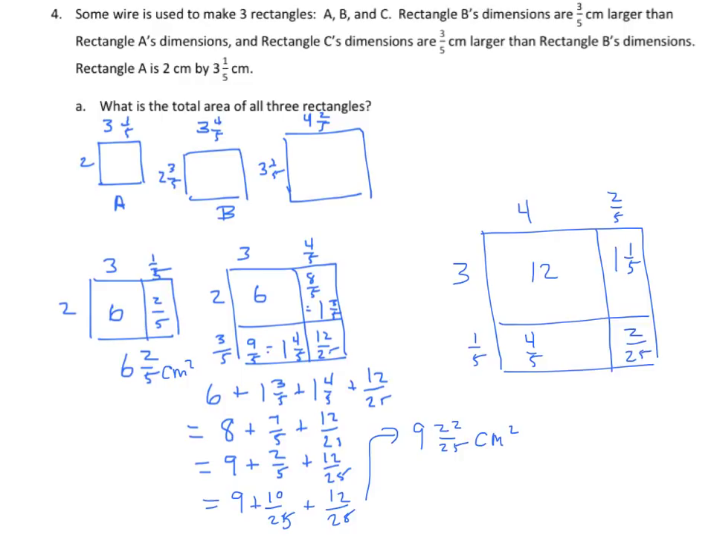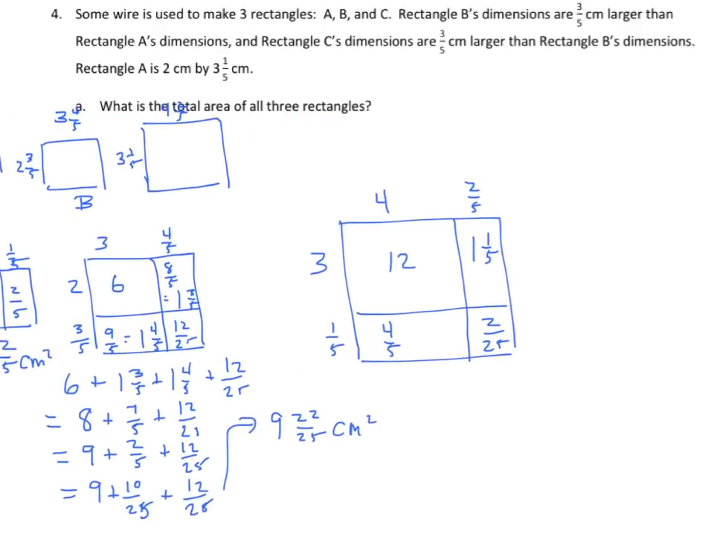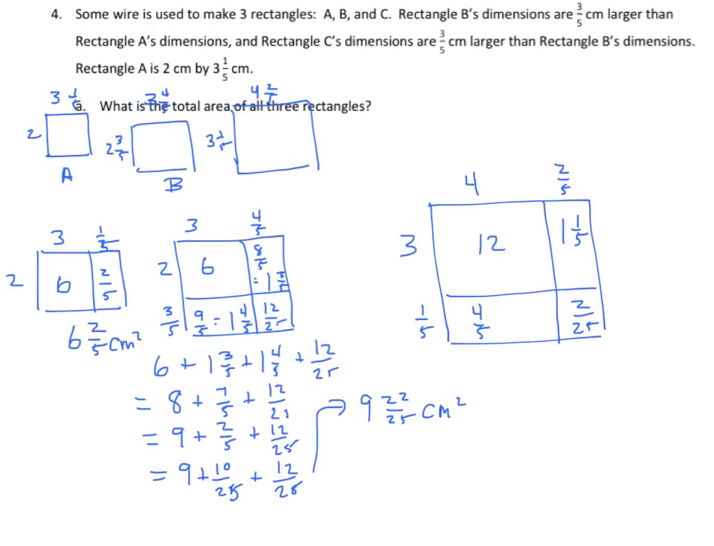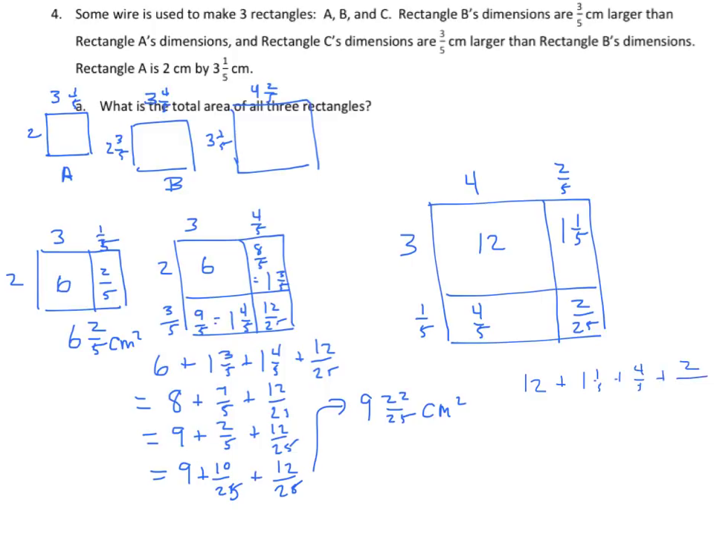Okay, well, let's find the sum. And I'm going to try again to make a little bit more space here. Move things over. There we go. Keep it so we can see those other answers. So now we go 12 plus 1 and 1/5 plus 4/5 plus 2/25. I'm going to add these two first because I have 1/5 and 4/5, and that makes 2. And 2 plus 12 is 14. All we have to do now is add the 2/25. So we have 14 and 2/25.